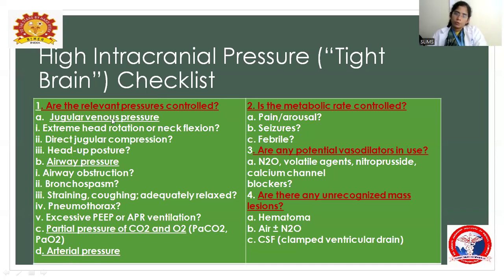Next is rate. First is pressure, next is metabolic rate. So is the metabolic rate controlled? If there is any pain, arousal, seizures, if the patient is febrile, then the rate will be increased. So such factors should be controlled.